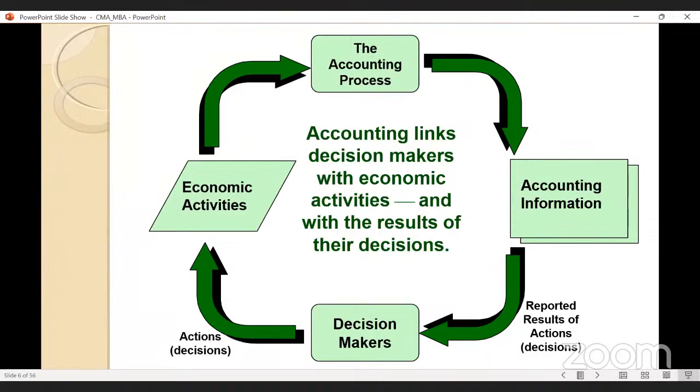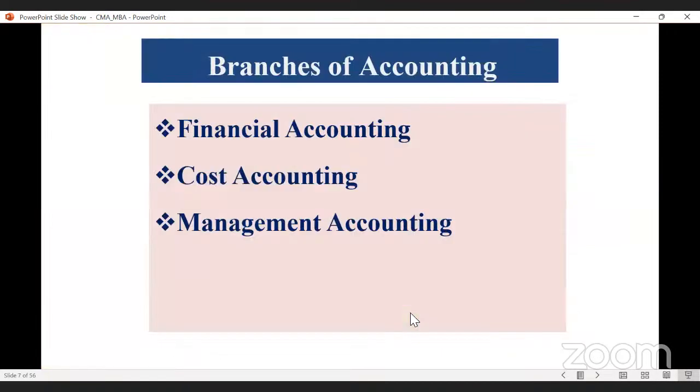Okay, so this is the accounting process. With the accounting process, finally we are getting the accounting information. So this accounting information is known as the end results. With the reported end results, the decision makers are taking their actions. So this is how the decision making process progresses with the help of this accounting information by the various decision makers. Is it clear to all of you? Yes, sir. Very good. Thank you so much.